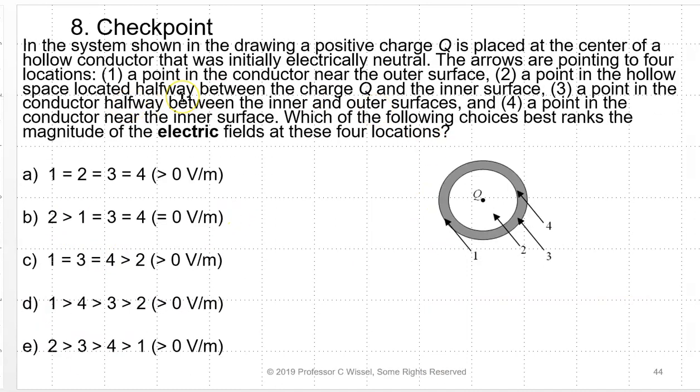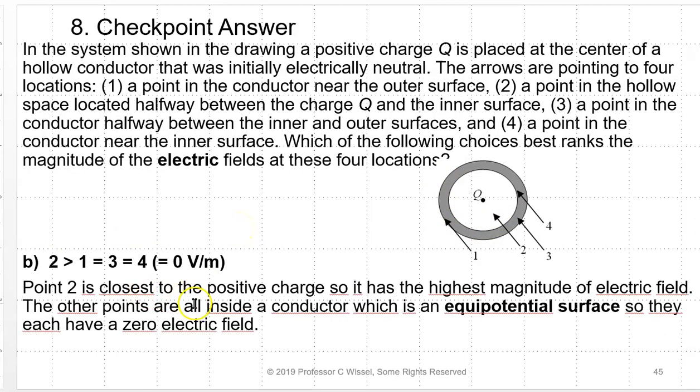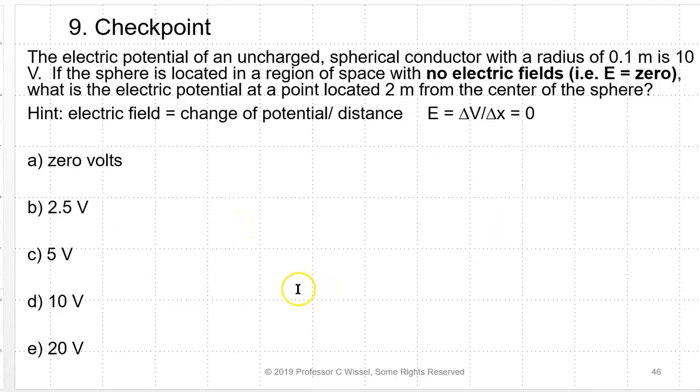Okay, pretty much the same question, but now which of the following choices best ranks the magnitude of the electric fields at these locations? Okay, so Q is a positive charge, so it's going to have an electric field. Inside of here, there will be an electric field. However, inside an equipotential conductor, there is no electric field. So in other words, 2 will be greater, and then the rest of these will all be 0. So that's B.